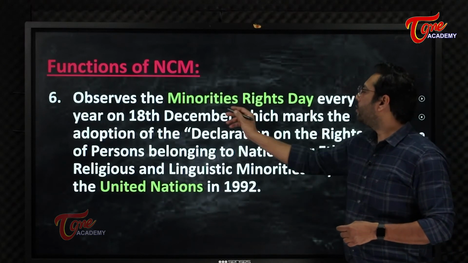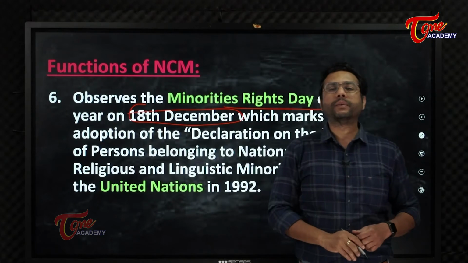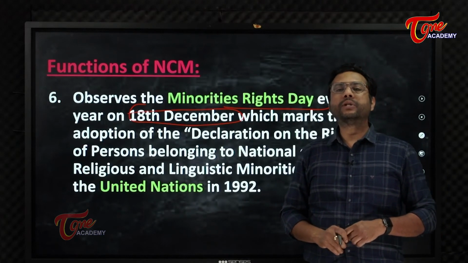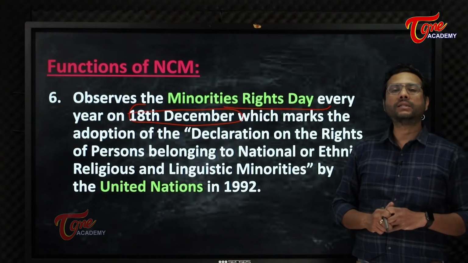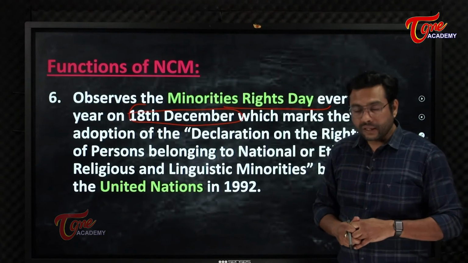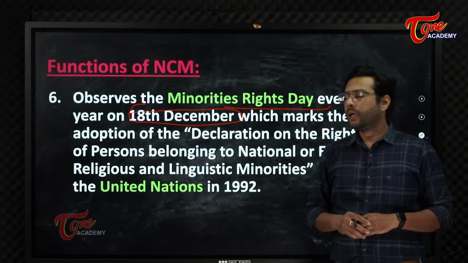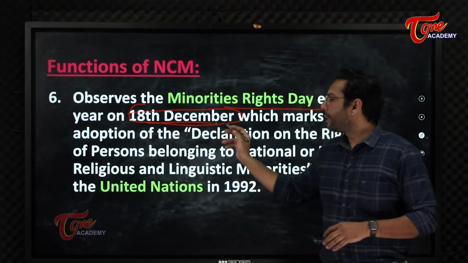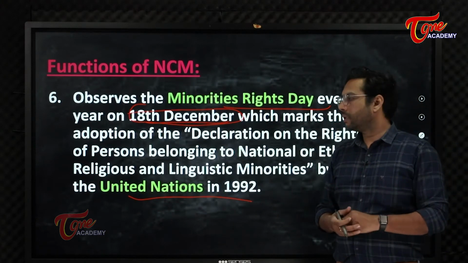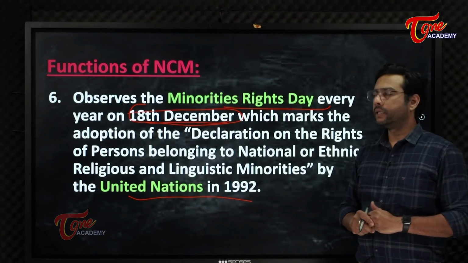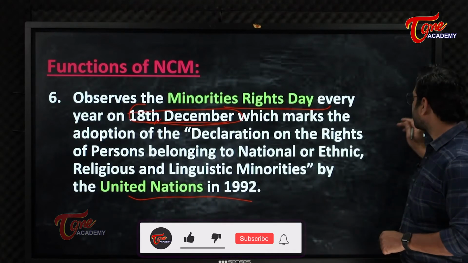So we have Minority Rights Day. Minority Rights Day is generally observed on 18th December. Every year on 18th December we observe Minorities Rights Day, because on this particular day the United Nations passed a declaration on various rights of ethnic, religious and minority people. On this day the United Nations passed this charter which safeguards the rights of the minorities. So we generally observe 18th December as Minorities Rights Day.